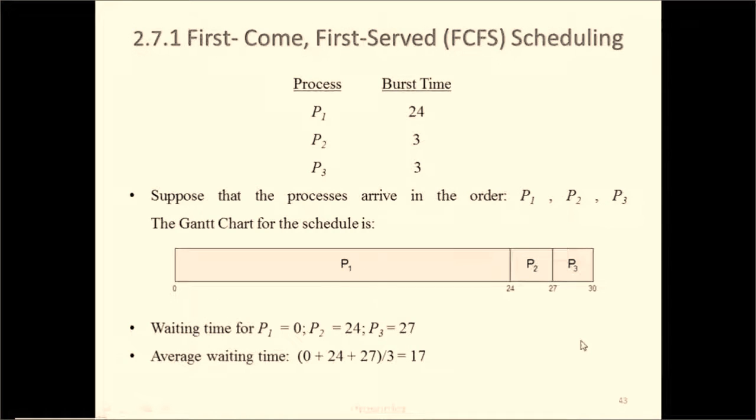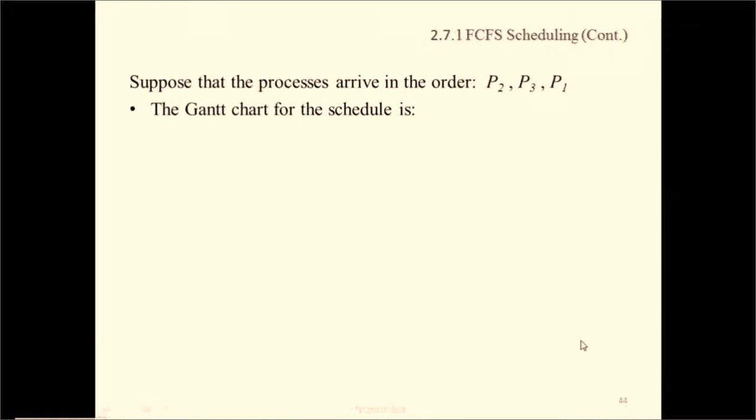Okay. Let's move on. Suppose that the processes arrive in the order P2, P3 and then P1. The Gantt chart for the schedule is as follows. Now the best thing is, pause the video, take down the burst times of P1, P2, P3, draw the Gantt chart and then come back.